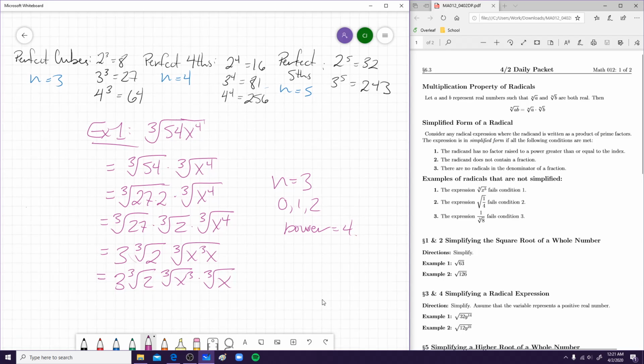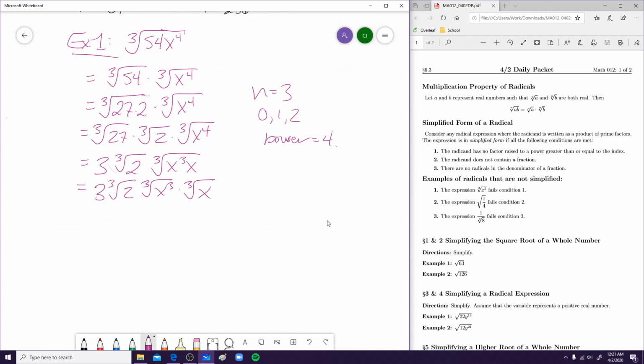Right. And then what is the cube root of x cubed? That is x, because x cubed is equal to x cubed. So the cube root of x cubed becomes x. And then for the cube root of x, in this case the power is 1, and 1 is definitely less than 3. So then we know that the cube root of x is as simple as it can get. This is not our answer, but we're almost done.